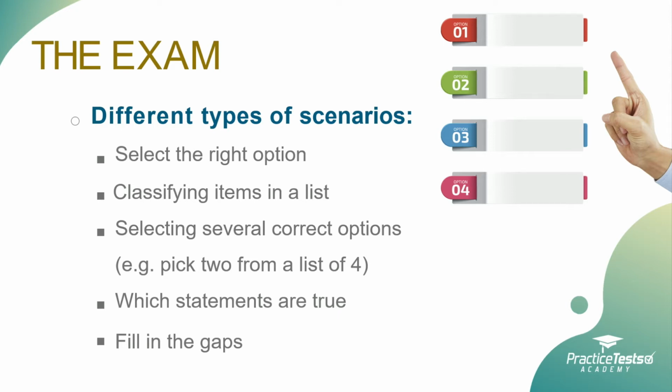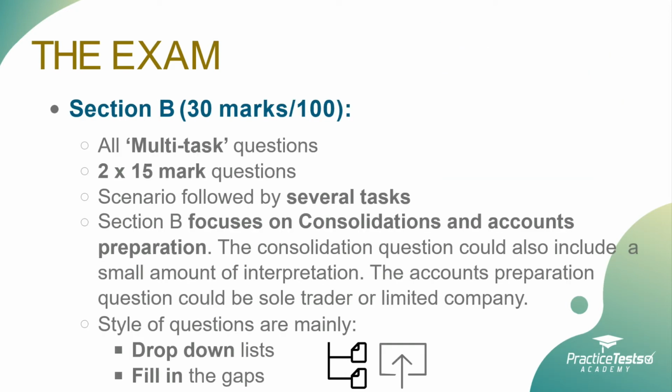Now for section B, for the other 30 marks, we have 2 15-mark multitask questions, which is a scenario followed by several tasks. And this section in the exam will focus on consolidation and accounts preparation. There could also be a small amount of interpretation. Once you've prepared your consolidated accounts, you might be required to interpret what you've prepared. It could be for either a sole trader or a limited company. In that section, the questions are mainly drop-down lists or fill in the gaps.